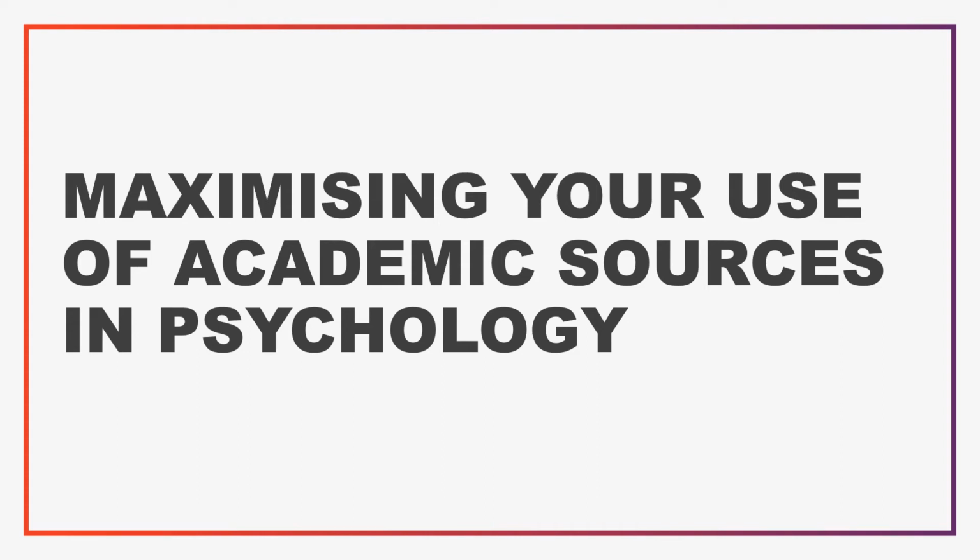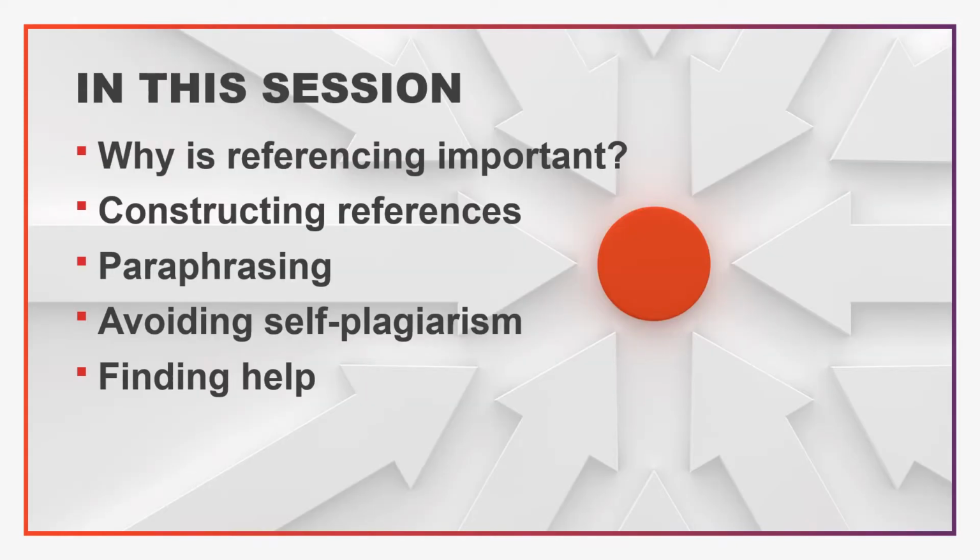This video will explore how to maximise your use of academic sources in psychology. The aim of this session is to demonstrate how academic sources can be used to your best advantage when writing in psychology. We'll be exploring why referencing is important, how to construct a citation and properly reference sources, how to maximise your use of other sources by paraphrasing, how to minimise the risk of self-plagiarism, and where you can get further help.